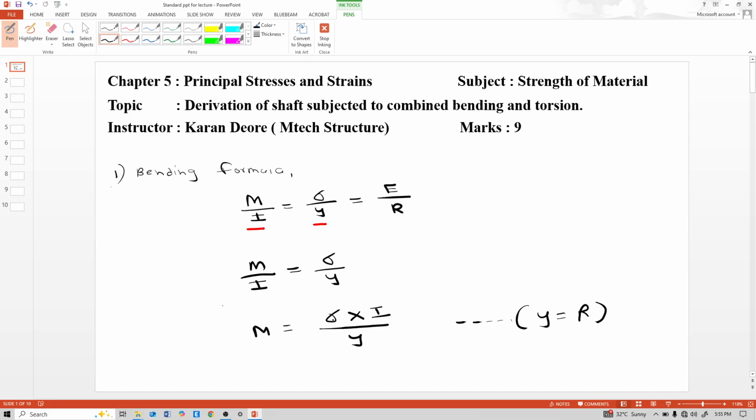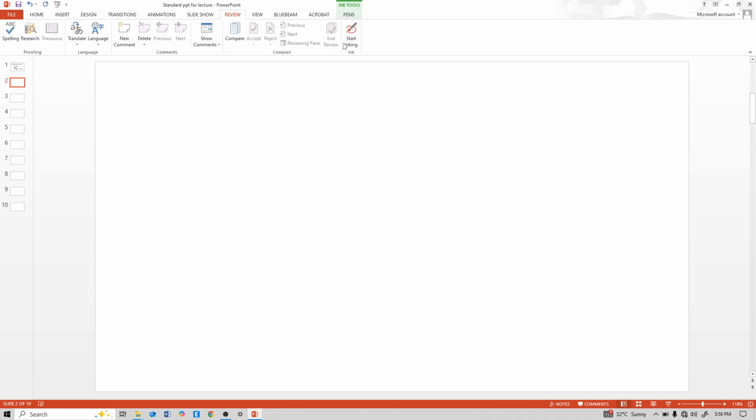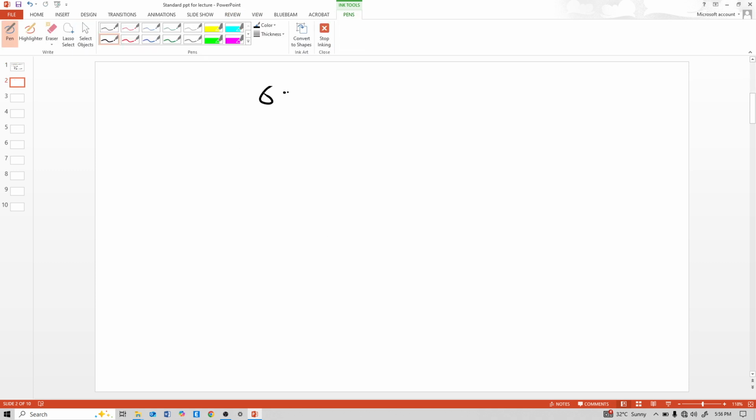From this equation, sigma is equal to My by I, M multiplied by Y, and Y is nothing but the R. So sigma is equal to M multiplied by R by I. So this is the bending stress.